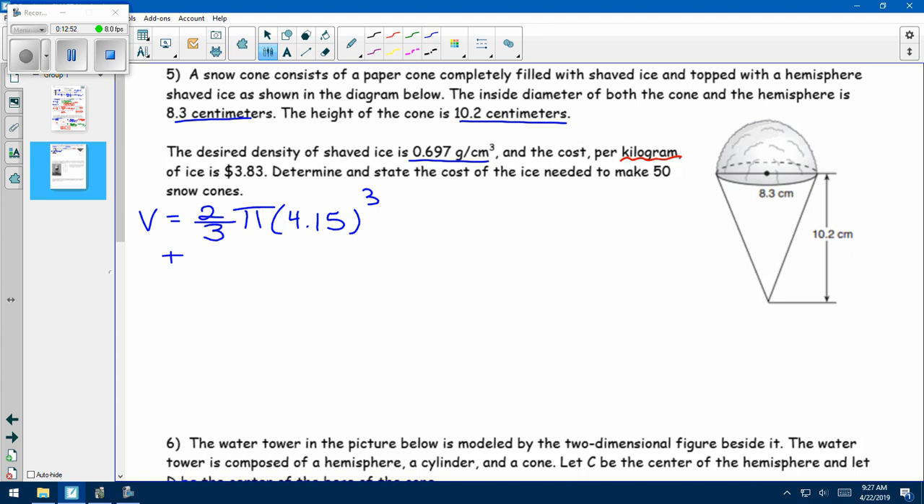So the volume of a cone, remember, is 1/3 the base area times the height. So 1/3, area of the base is that circle, pi r squared. So the radius of that cone is the same as the radius of the hemisphere. This time I'm squaring it, times the height, which is given to us as 10.2. Take a second to type that into your calculator. See what you get as your volume in cubic centimeters. So we're going to get a volume out of this that will be in cubic centimeters.